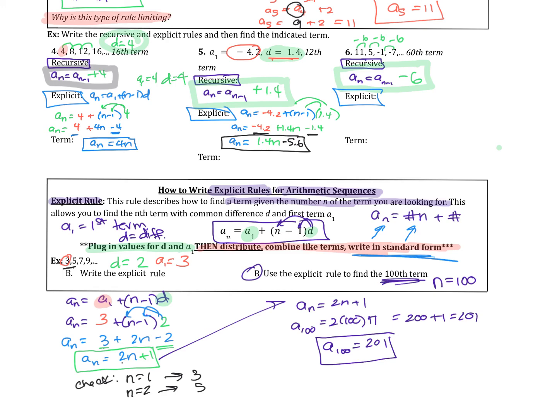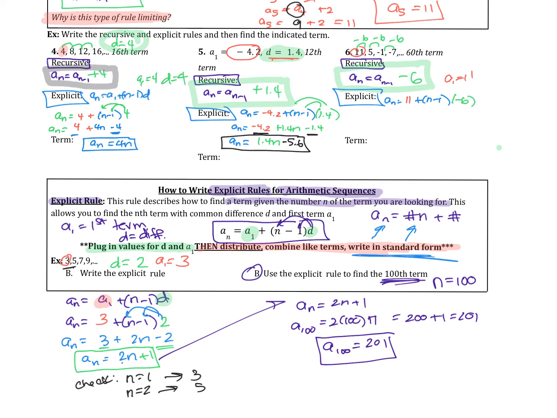Okay, here we go. So a sub 1 in this case is 11. I'm just going to make note of that over here. We said the common difference was negative 6. So for our explicit rule, a sub n is going to equal 11 plus n minus 1 times our common difference, which is negative 6.